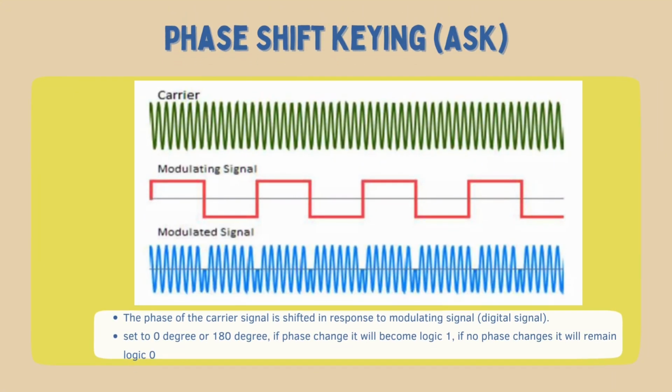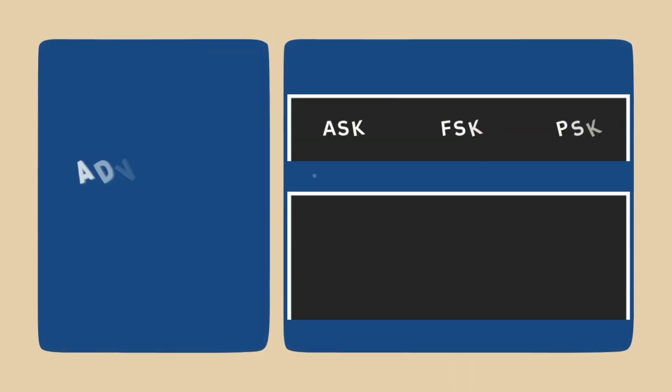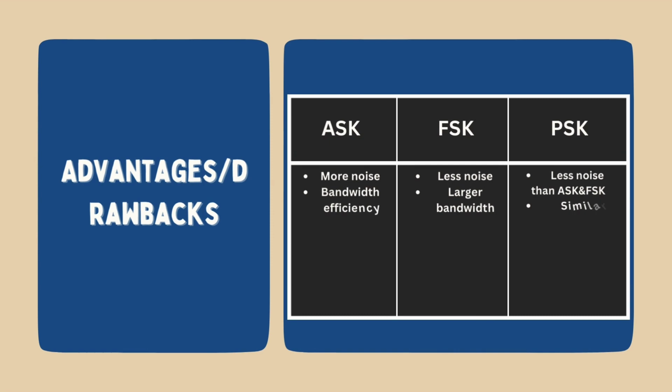Next technique is phase shift keying, the process of changing carrier phase, and it is set to 0 degrees or 180 degrees depending on modulating signal. If the modulating bit is logic 1, carrier phase changes. If the modulating bit is logic 0, carrier is a constant wave with no phase change. These are the advantages and drawbacks of 3 techniques that we have discussed.